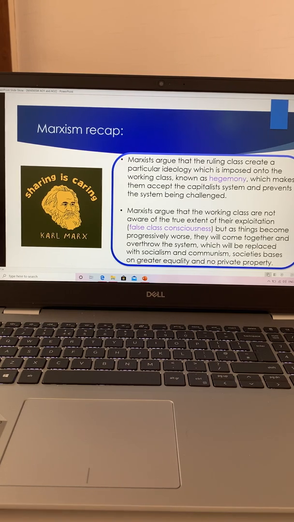And Marxists would argue that this working class, they're not aware of how much they're being exploited. So this idea of false class consciousness. As things get worse, people come together and they overthrow the system. But how likely does that happen? One thing I would always do for your AO3, when you do a little bit of extra research, is go away and find things. Where has it been that there's been a massive uprising? Can we think of any times where people have got together, they're not happy with the system, and they've worked together and tried to overthrow it? I think of a few off the top of my head. So you've got the London riots. Oh, when was that?